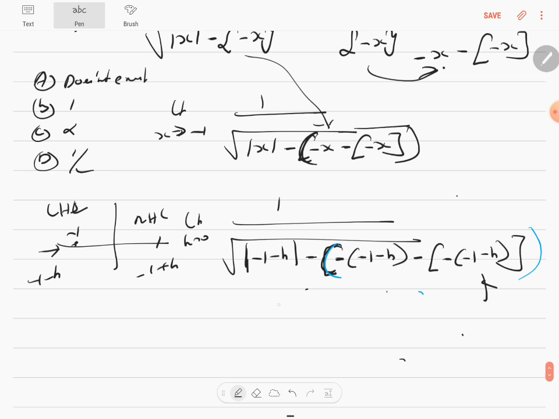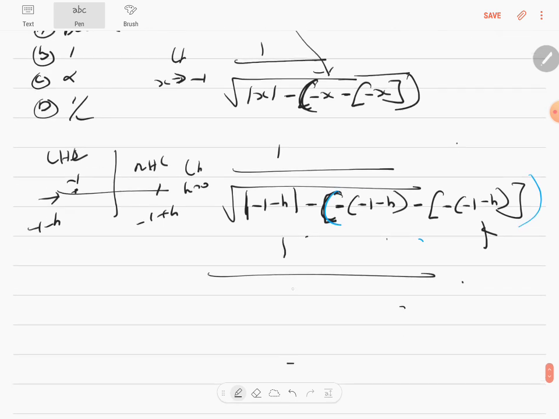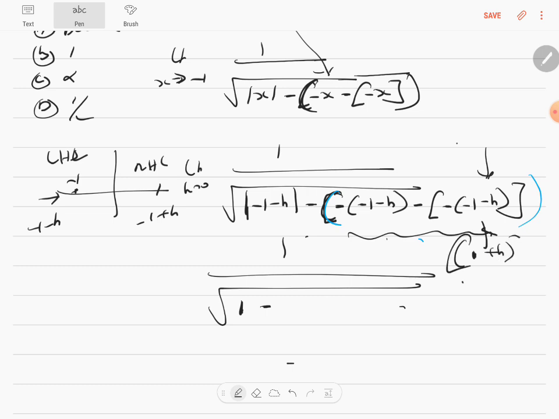So then this is mod of minus 1 minus h, which is also 1 plus h, so the answer will be just 1 minus of, this is just an ordinary bracket, and let's solve this greatest integer part. So minus 1 minus h with a negative sign, this itself will become 1 plus h, and the greatest integer function of 1 plus h, coming from the right, will just become 1.